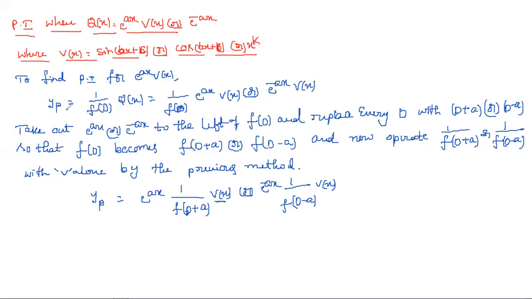So what is the first step? Here it is. First we need to write the particular integral formula, 1 by f of D into Q of x. After writing that, whatever they mentioned, we need to write. And next, we need to write the f of D, e power ax or e power minus ax. Whenever you are writing this, immediately you have to substitute D as D plus a if it is a, and if it is minus a, D minus a.